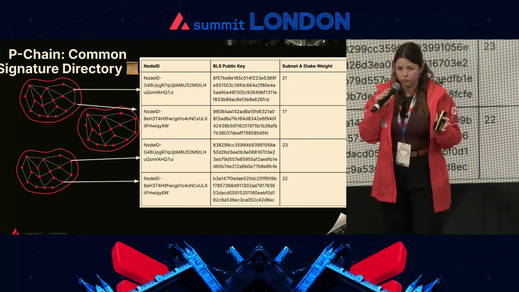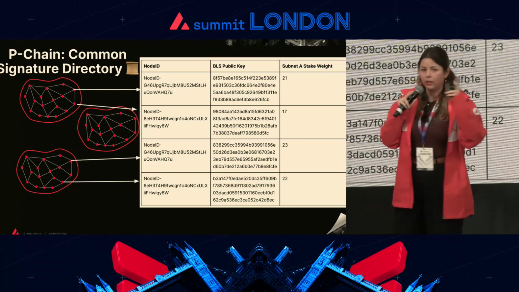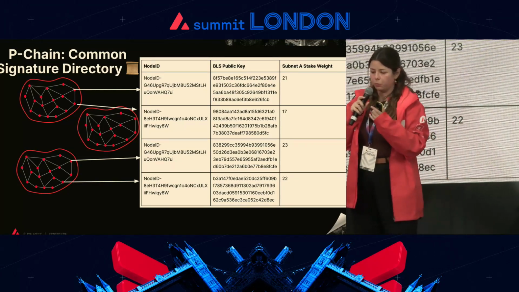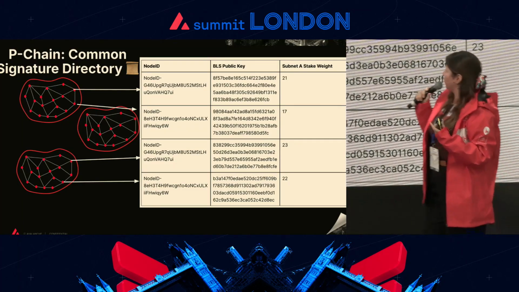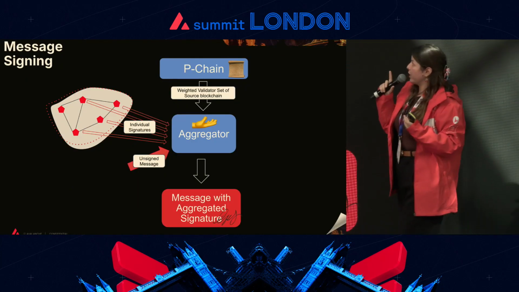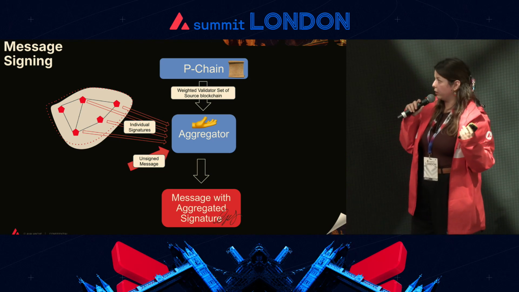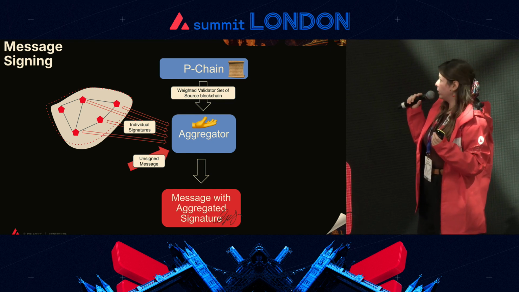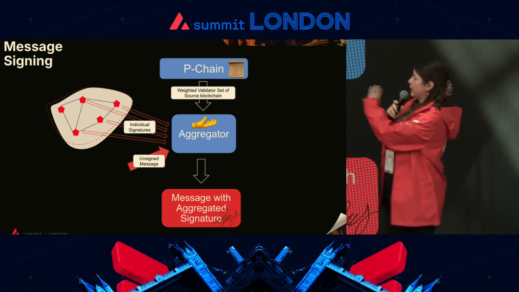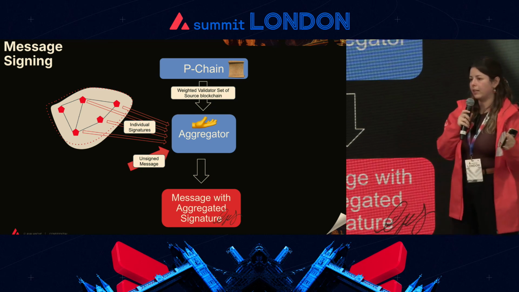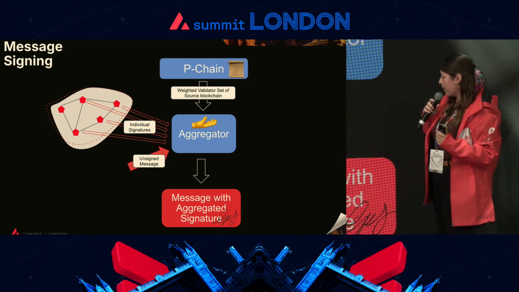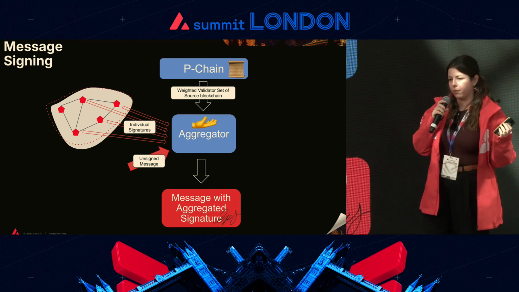For those that are not too familiar with Avalanche, we have the P-Chain, which acts as a common signature directory where we can get which validator is signing with which key, and we also have a sense of the stake that they have. So how this works is we have the P-Chain with the list of validators that are validating each of these chains, and we have the weight of those. An aggregator, and I'm going to cover in a bit why we need to aggregate those signatures, collects all the signatures of all the validators to sign the off-chain message that is coming over here. And then we have a message that is already signed, and we all agree that that message got signed.